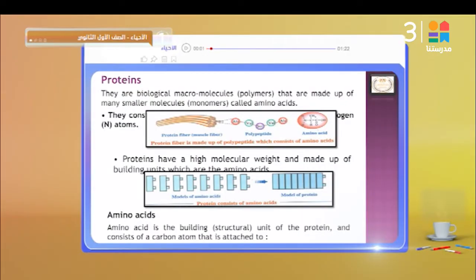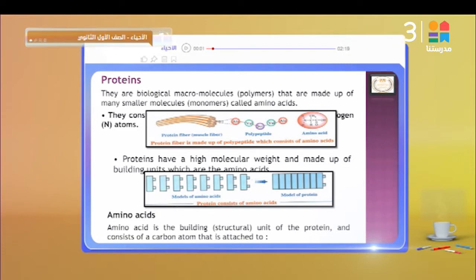We can define the proteins. Proteins are biological macromolecules made up of small molecules called amino acids. Now, we can explain the chemical structure of the amino acid. In an amino acid, the alpha carbon, C, is connecting with a carboxyl group, COOH, that's acidic, and an amine group, H2N, that's basic, and connecting with the hydrogen atom and the alkyl group.